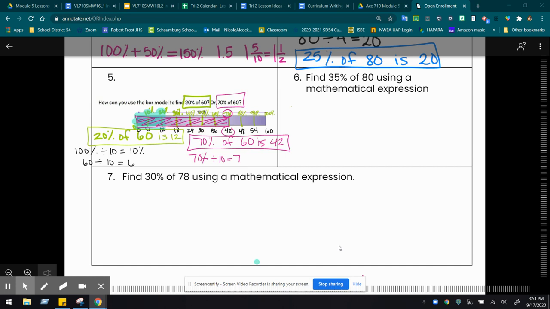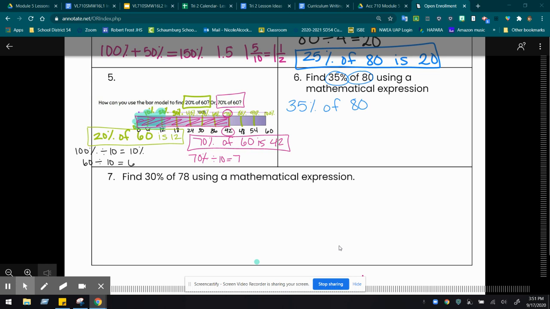Now for number 6, we're going to try not to use the bar model. We're going to try to use some mathematics and figure it out that way. So I'm looking at number 6, and it says, find 35% of 80. So I know that the 100% is 80, and I'm trying to find 35% of it. Let's think about what we know.